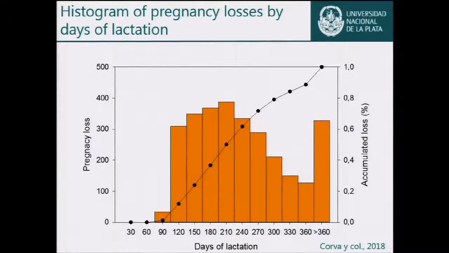And here you see the days of lactation at when the pregnancy loss took place. And this is the histogram. So you see that most of the pregnancy losses occur between day 120 and 270. And we can see that about 70% of the losses occurred around 250 days of lactation.